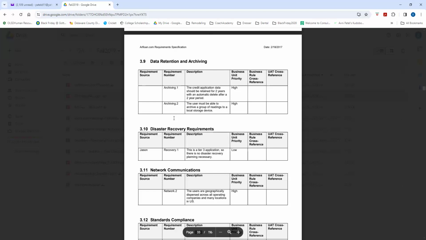If you guys have any questions, just let me know. Otherwise, yeah, go ahead, Dilip. The next section talks about how long you keep the data for, what the network communications requirements are, and what the disaster recovery requirements are. So any questions on any of those before we move into the next section?